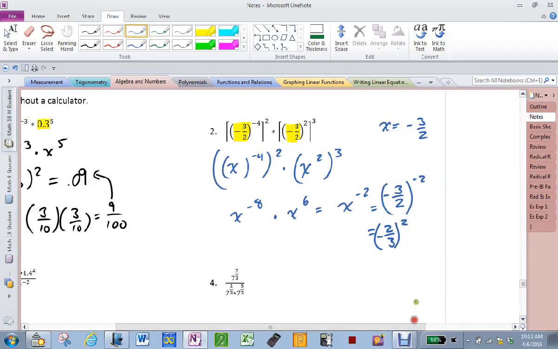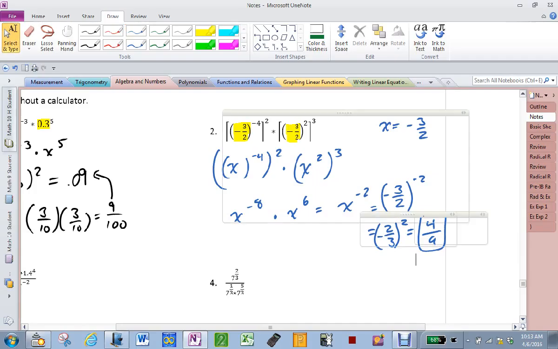2. What's the base? Negative 2/3. Is the negative part of the base? Yes. So when we square, what happens to the negative? It goes away because it's a negative times a negative. So what's 2 squared? 4. What's 3 squared? 9. Could you have done that with the fractions? Of course you could have.